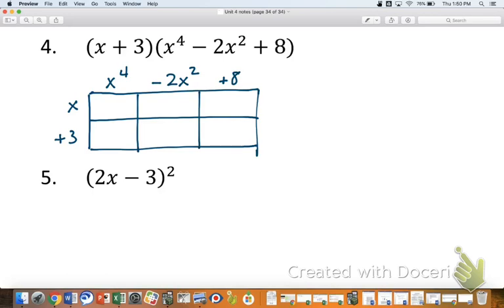Oh, swing and a miss. What? Upper left-hand box? Oh, x to the fifth. X to the fifth. Excellent. How about the upper middle box?